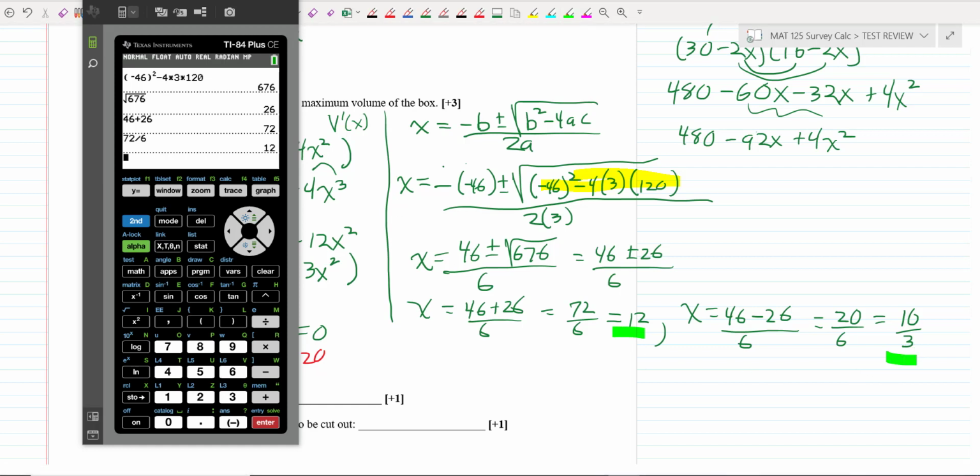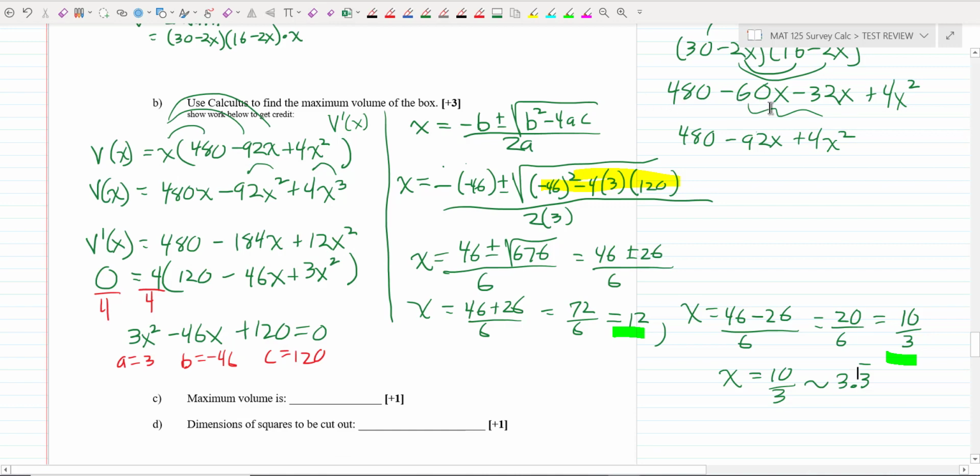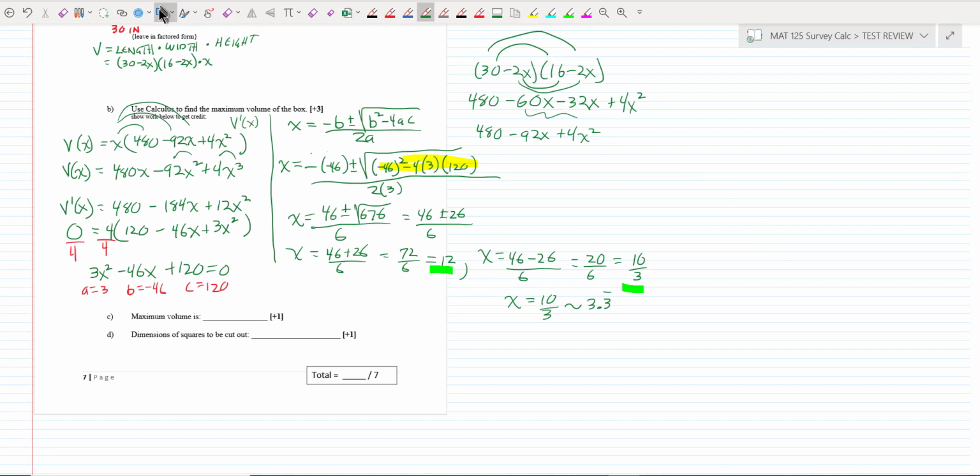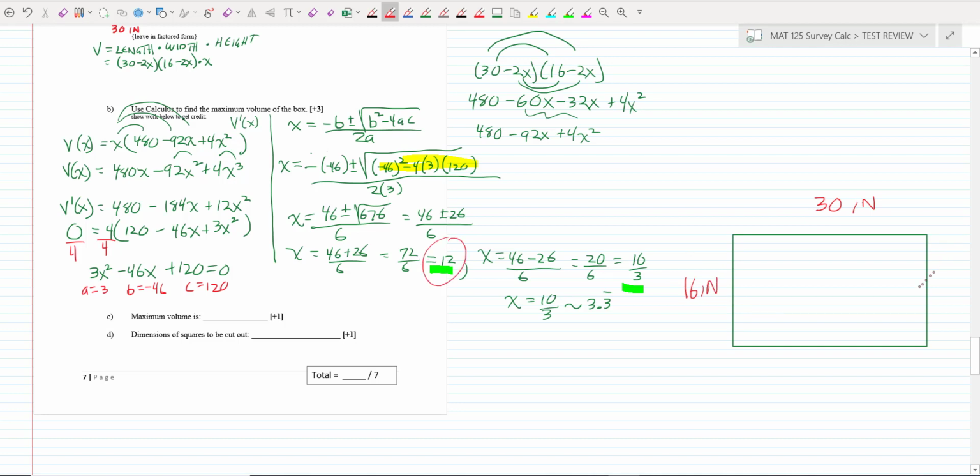Only one of them makes sense though. 10 thirds is 3 1/3, so it's approximately 3.3. Now if you go back to your problem, one of these answers won't make a whole lot of sense, and let me explain why. We started this problem off with a rectangle like this, and the dimensions were 30 inches by 16 inches. The 12 is too big, because if you cut out a square that was 12 by 12, you wouldn't have a square left over there.